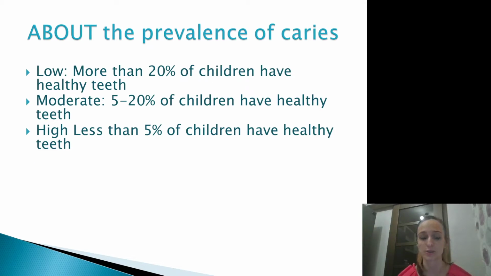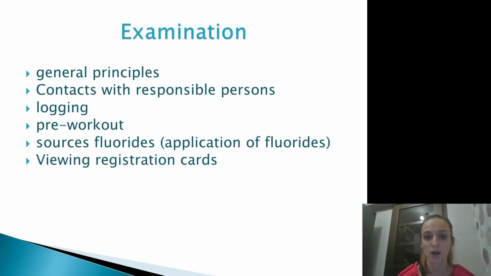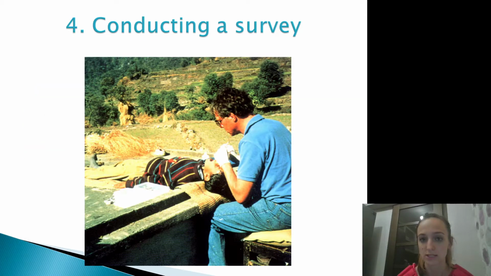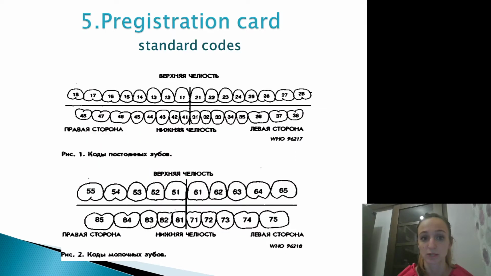About the prevalence of caries: low is when more than 20% of children have healthy teeth, moderate is from 5 to 20% of children with healthy teeth, and high is less than 5%. Examination, general principles, and contact with a responsible person, login and pre-workout, sources of fluorides, and viewing a registration card. Conducting a survey, dental examination.